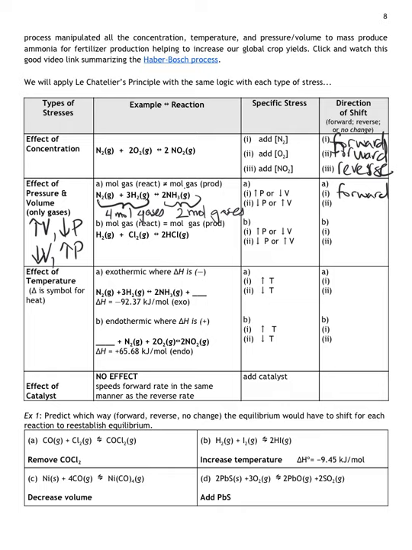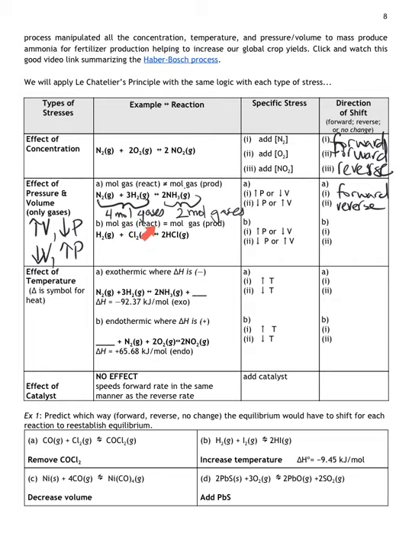The opposite would be the reverse direction. So if you've got more room now, volume wise, so there's more volume, thus less pressure, you're going to try to make more pressure. How do you make more pressure? You make more moles of gases. Then you're going to shift to the reverse direction.